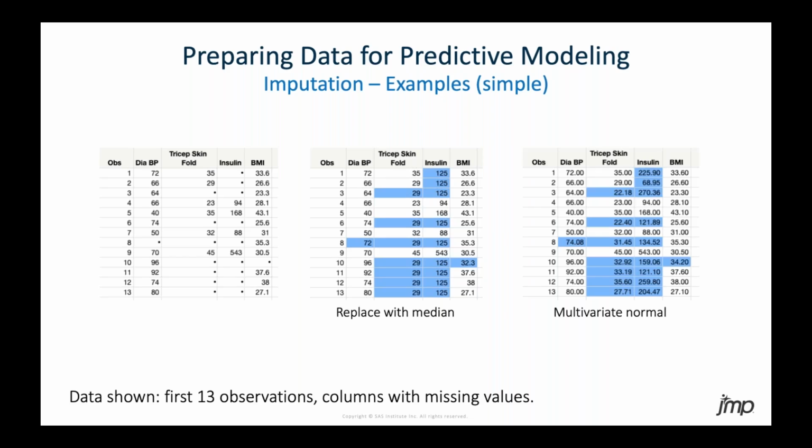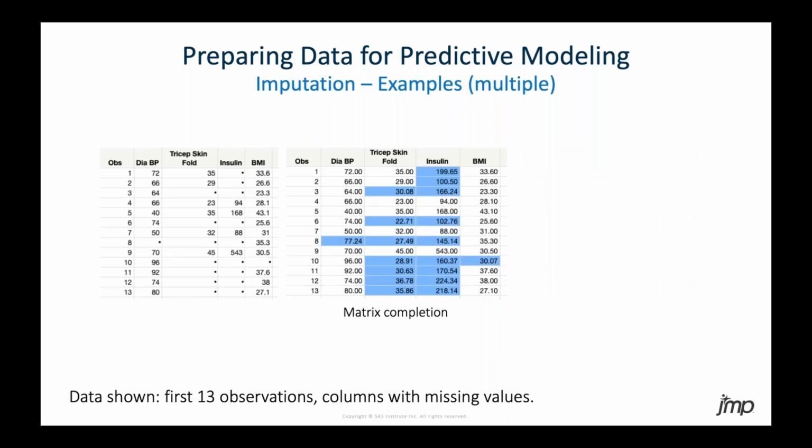The second approach that I'm showing here is just multivariate normal. The assumption with this particular technique is that the relationship between the variables is multivariate normal, and as long as that holds, then we can impute the values based on that relationship. You'll notice that in this case, the values within a column do in fact vary, and that has to do with the relationship that exists across the columns. And those are simple imputation.